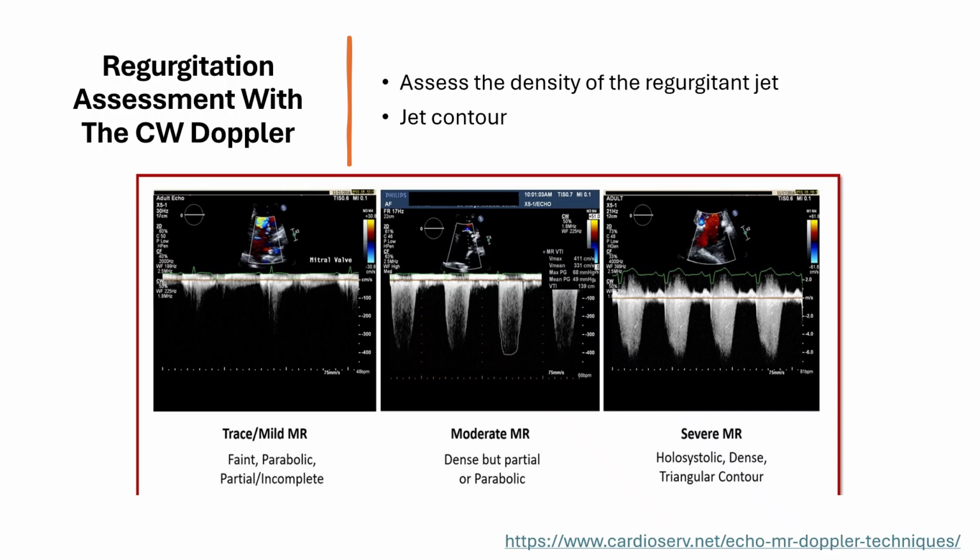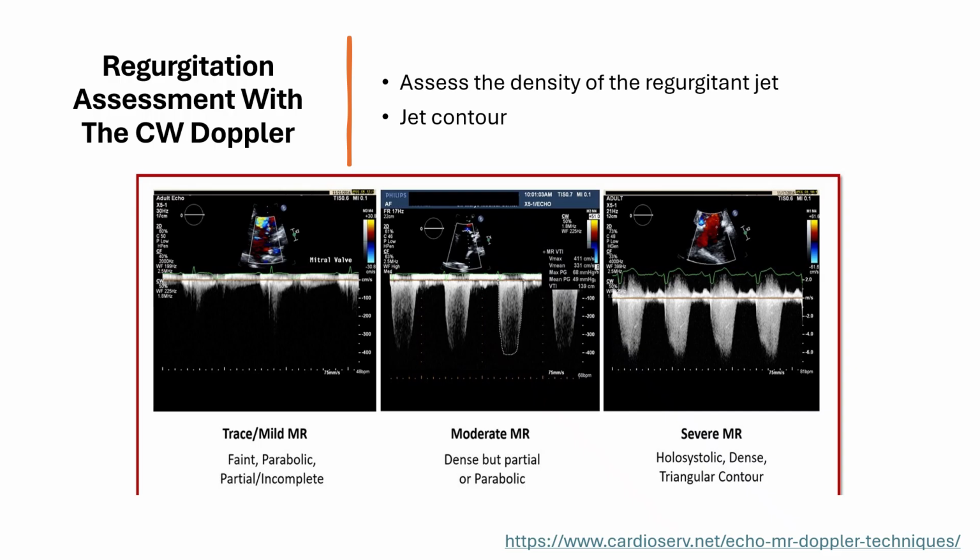Compare different jet pathologies on the bottom part of the image. You have a trace mild MR on the left part of the screen, you have a moderate mitral regurgitation in the middle, and you have a severe mitral regurgitation. See that severe MR has significantly higher density than moderate MR, and moderate MR has more density than the trace or mild MR.